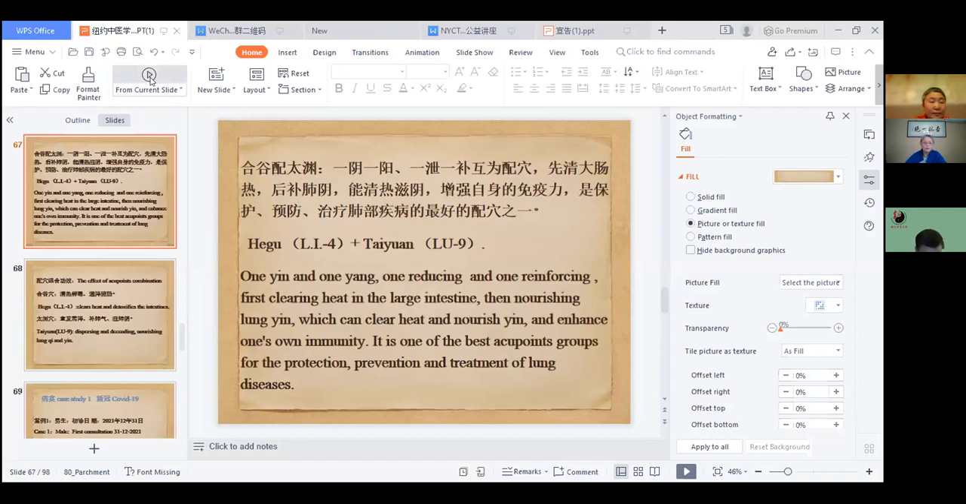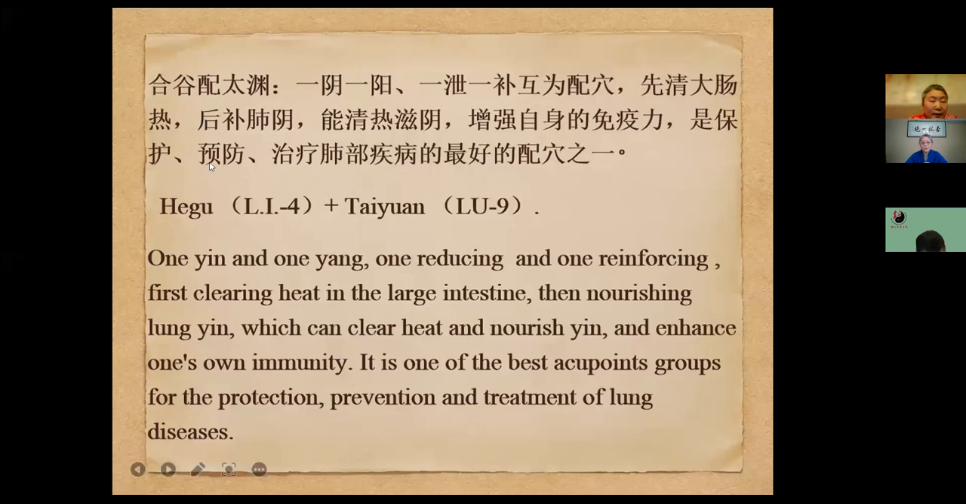好，就是防治新冠的这个配穴呢是太渊穴哈。And 合谷 plus 太渊, this group of acupoints, has a really good function for reducing fever. The function is one yin and one yang, one reducing and one reinforcing. First, clearing heat in the large intestine, then nourishing yin, which can clear heat and nourish yin and enhance one's own immunity. It is one of the best acupoint groups for the prevention and treatment of lung diseases.